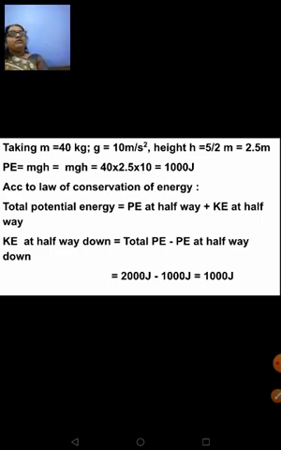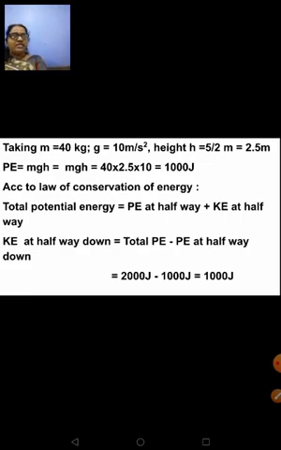So now this potential energy at halfway down plus kinetic energy at halfway down will give you the total energy. Now we want kinetic energy halfway down, so you have to take this potential energy halfway down to the other side. It becomes total potential energy minus potential energy at halfway. Total potential energy we calculated as 2000 joules by substituting m as 40, g as 10 and h as 5. And the potential energy halfway, by substituting 40 for mass, g 10 meter per second square, and height h as 2.5, you got as 1000 joules.